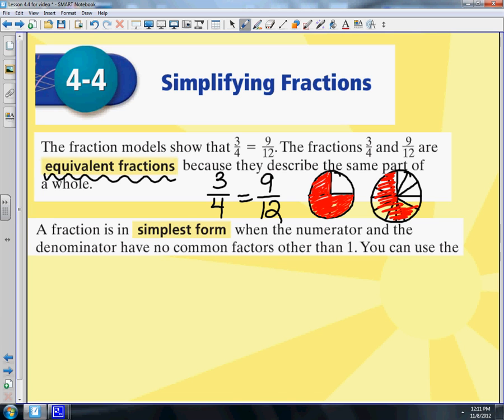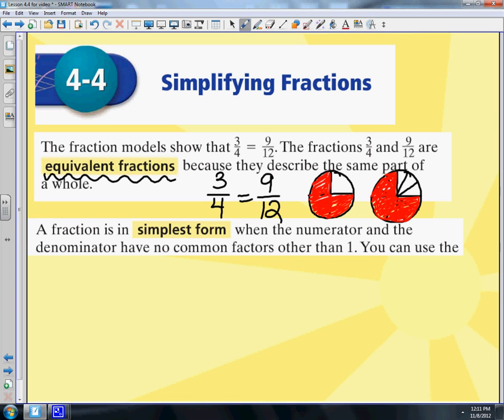They are equivalent fractions. I'm sure this is a review for you, just like most of chapter 4 has been already, but we just need to review it so that we can move on, and there will be a new concept added in this lesson.